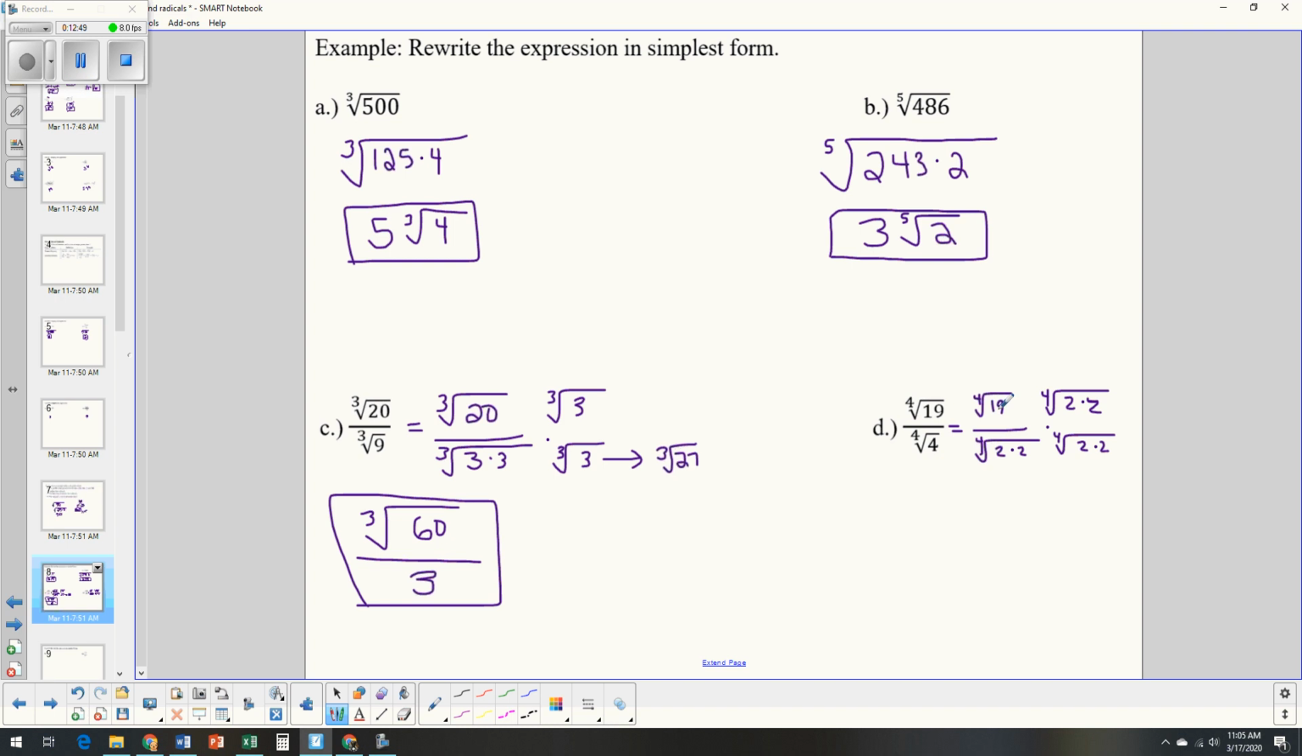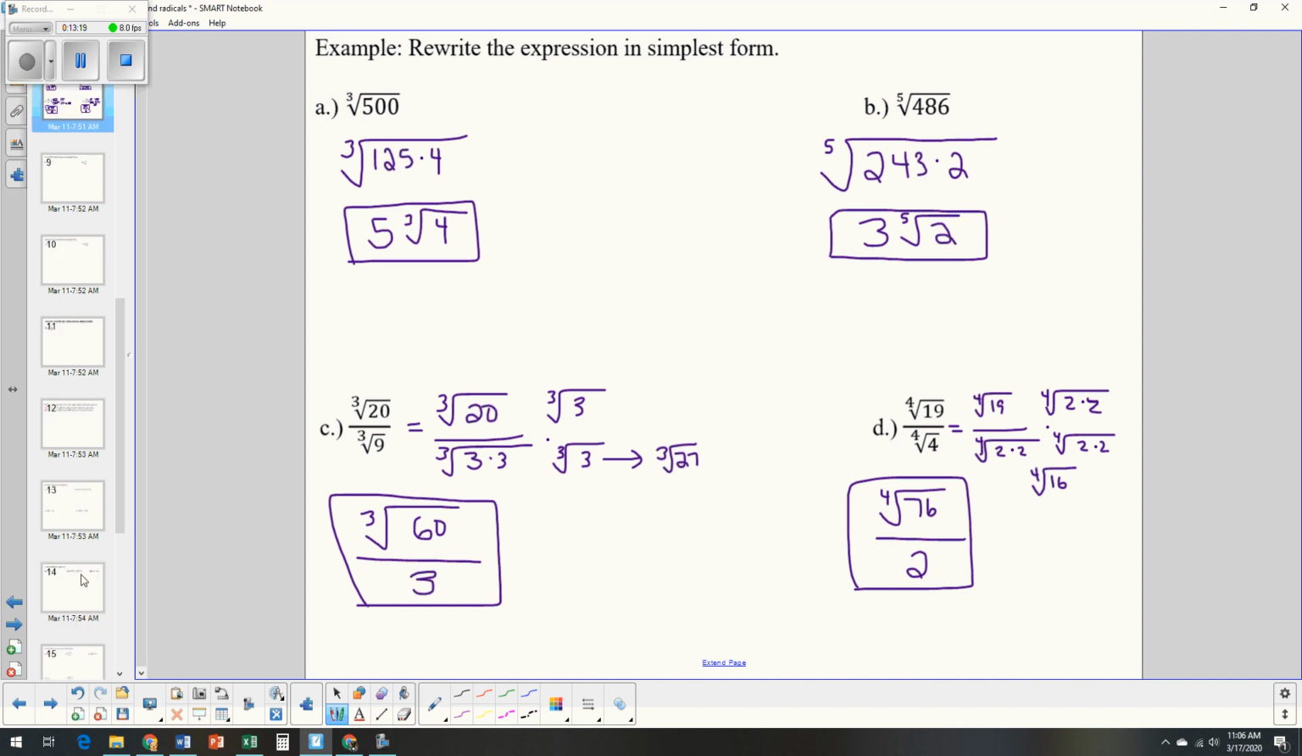So the top is really going to be 19 times 4. And when we do 19 times 4, we get 76. So we have the fourth root of 76 on top. And this bottom was really 4 times 4 is 16, the fourth root of 16, which is just the number 2. So that is completely simplified there.